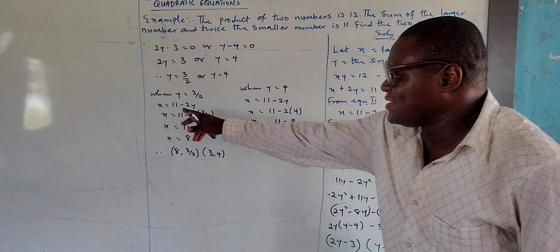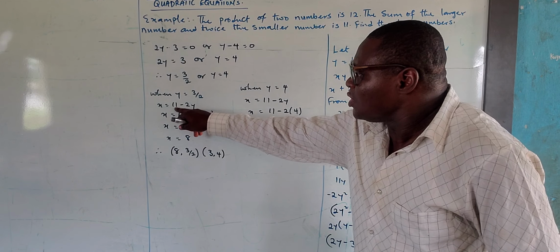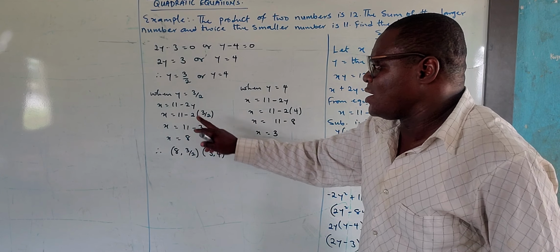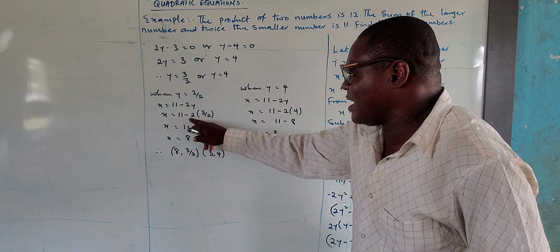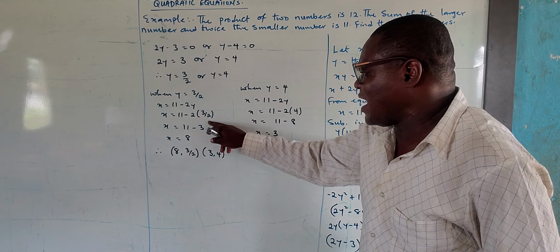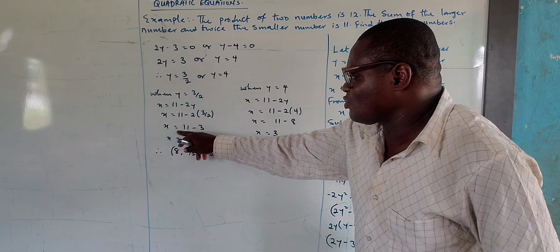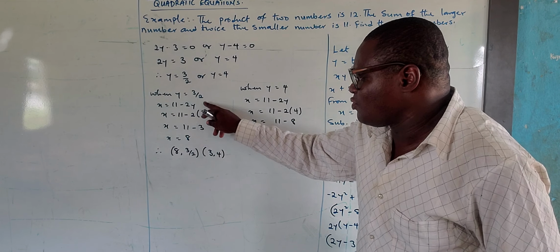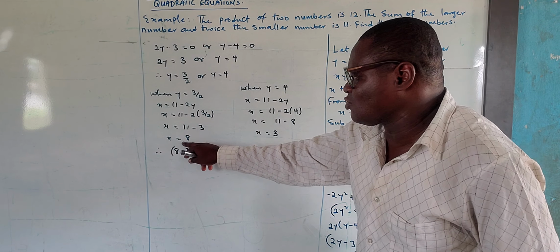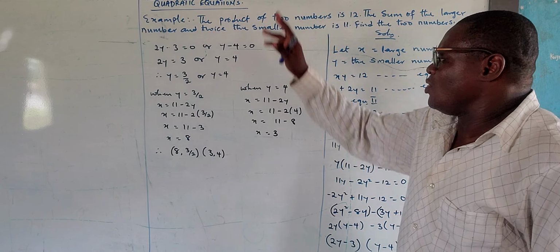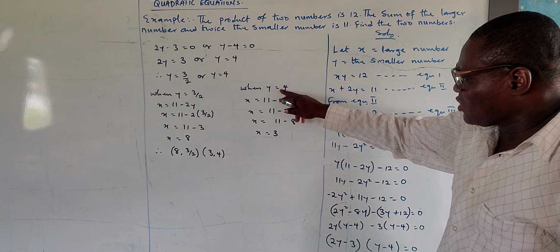Then we have x is equal to 11 minus 2y. Now, what is our y here? We can say x is equal to 11 minus 2 into brackets 3 over 2. We cancel 2 here. We remain with 3, which is 11 minus 3. x is equal to 8.